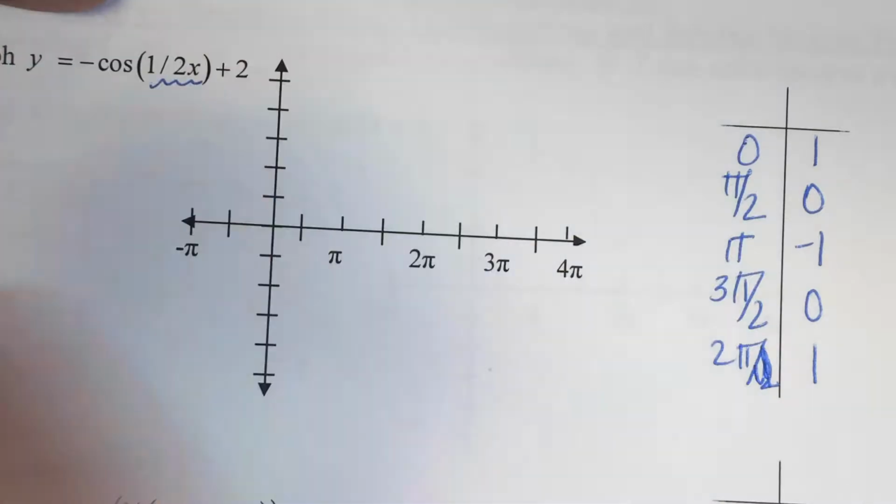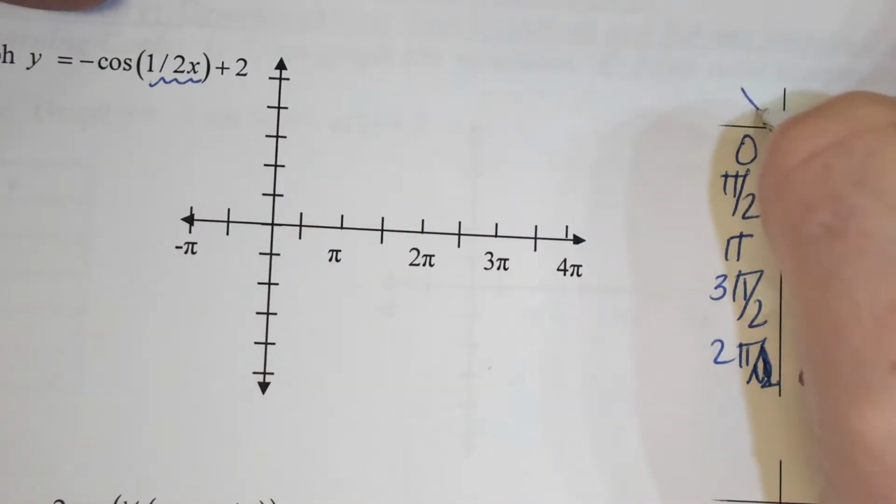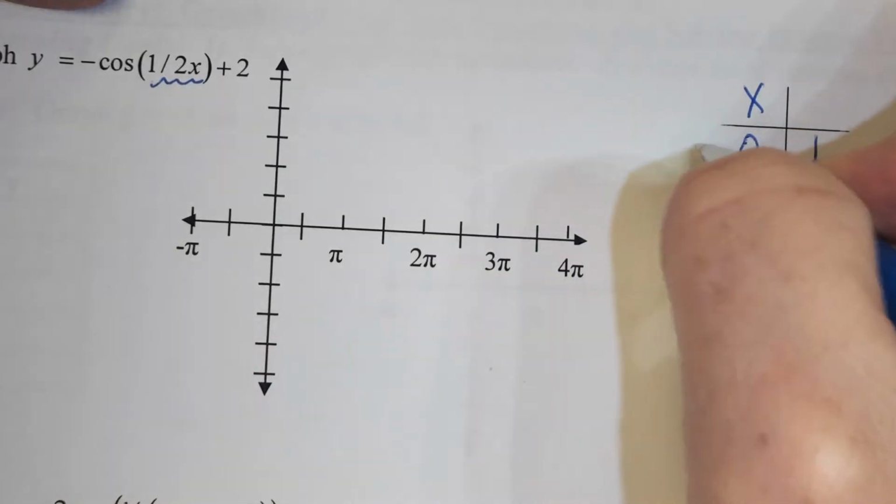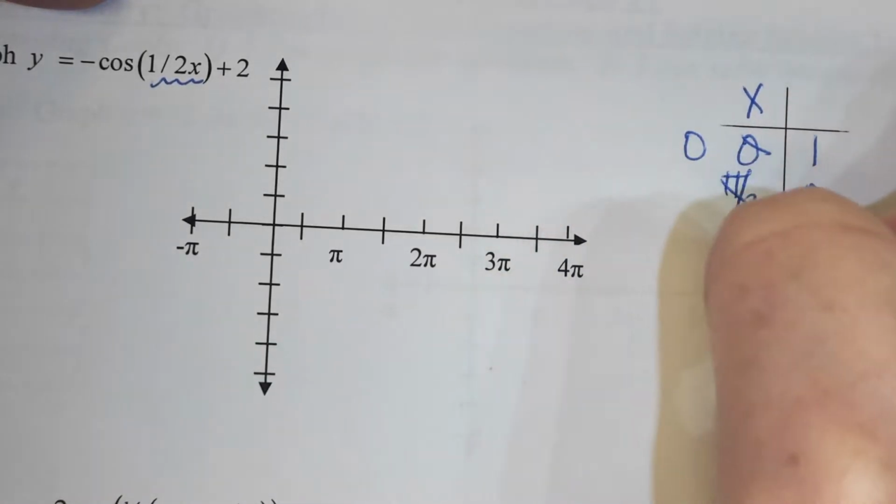If we replace x with 1/2 x, what is that going to do to all of our x's? Multiply them by 2. So I multiply all of my x's by 2.